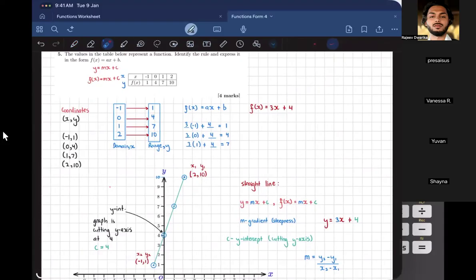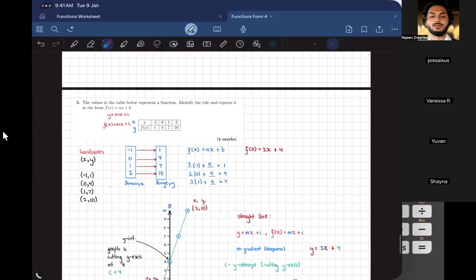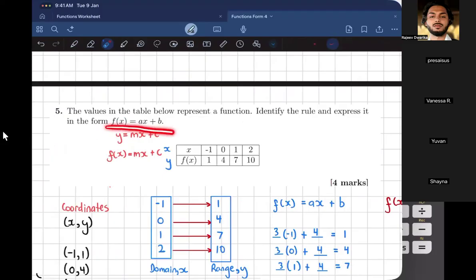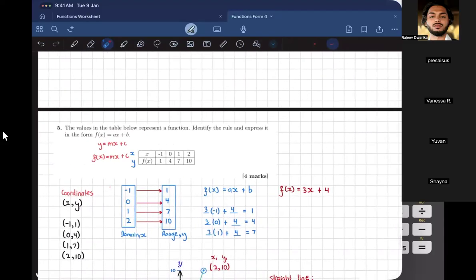And how and why? Well, the form they told us, right? They said f of x is equal to ax plus b. That's in the form of a straight line, right? Which is y is equal to mx plus c, or f of x is equal to mx plus c. If I know that, I just had to find the gradient and the y-intercept, and I get my answer, right?